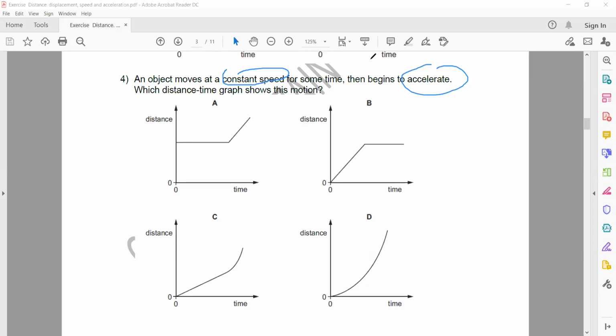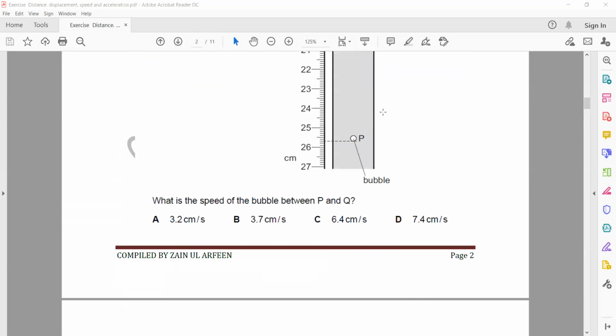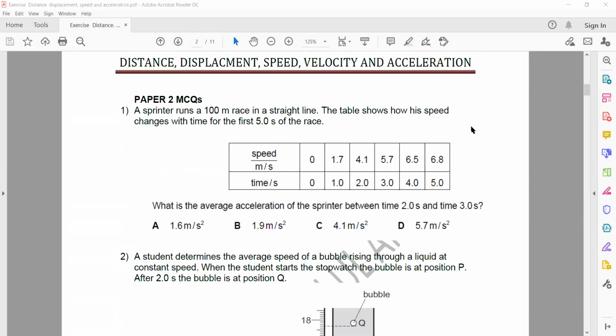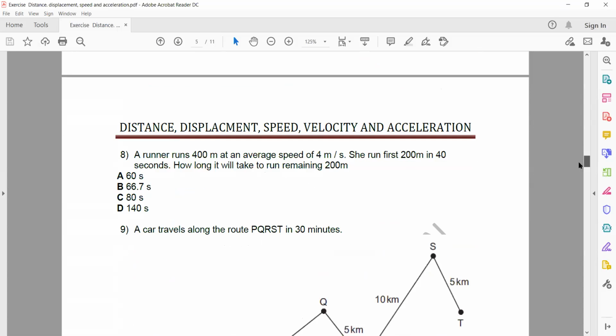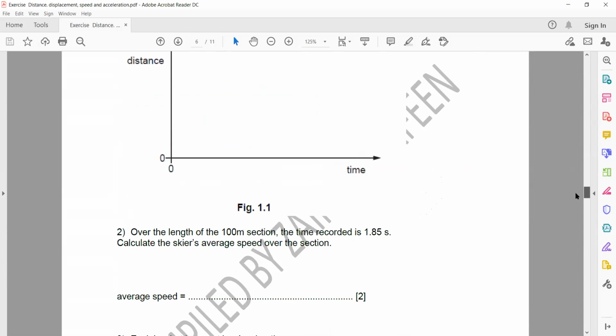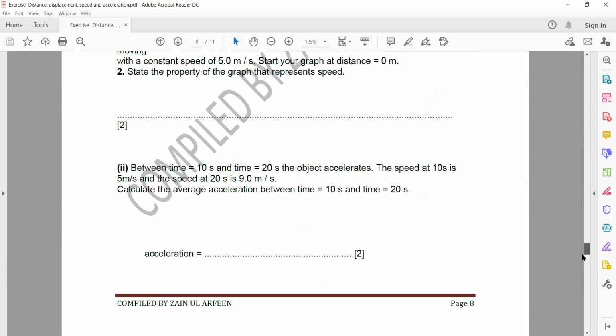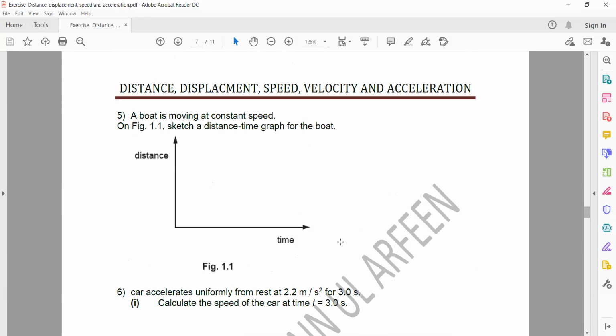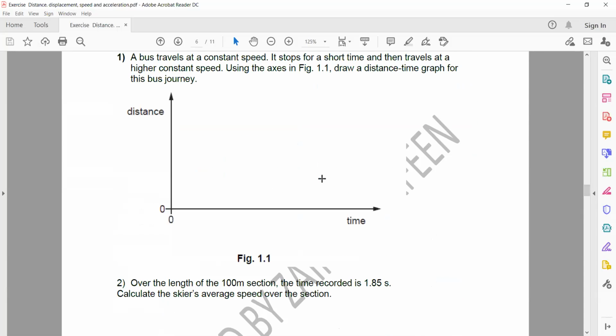For the next, anyone else having a doubt in MCQs of this exercise? Distance, displacement, speed, velocity, and acceleration. What about the structure questions? Anyone having a doubt in a structure question? Mention the question number and the page number as well, so it will be convenient for me. Anyone having a doubt in the structure question?